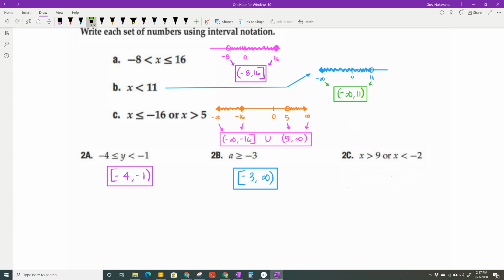Okay, x is greater than 9, which means 9 is the smaller number. If x is greater than 9, then it goes from 9 to infinity. Now, the order doesn't matter so much, but I'm just going to put it on that side. So that's 9 to infinity. Then it says x is less than -2. So I'm going from negative infinity to -2. So I have those 2. Infinity always has parentheses. -2, neither one of these has an equal sign, so they're both going to have a parentheses, and then they're going to have the U symbol for the OR.